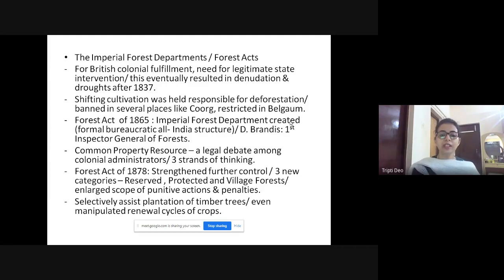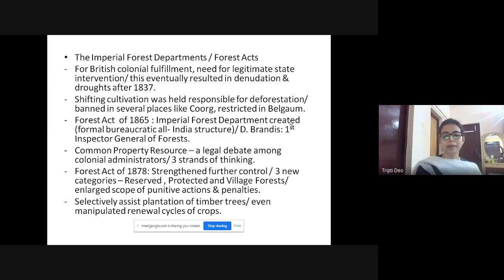Yes, so shifting cultivation was held responsible for deforestation. It was in fact banned in several places like Coorg, right? It was restricted in Belgaum, and then several examples that you can find in your e-resource. So they were trying to place a justification that this is not good for you, you should not do it. But Indians have been doing that for a long time. So because it did not suit the way Britishers wanted India to function, they considered that as an irresponsible, a bad behavior or a bad practice.